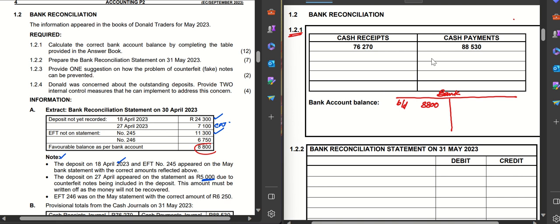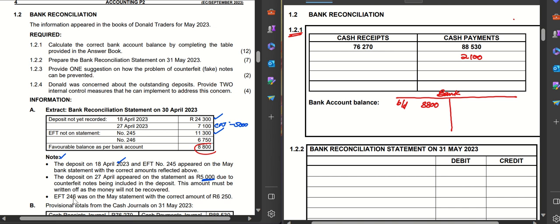To correct that, we record the difference between 7,100 minus the 5,000. That is the 2,100. We bring it to the CPJ. So we come here in the CPJ, then we say 2,100 over there. Let's move on to the next one.